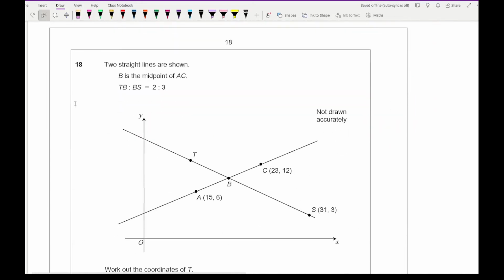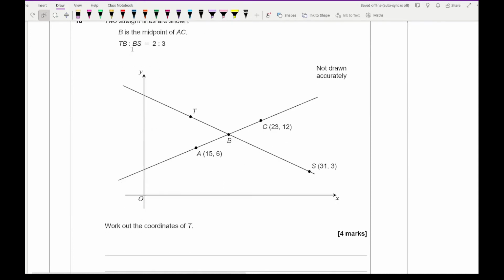Moving on to question 18, it says that two straight lines are shown. It says B is a midpoint of AC and TB to BS is in the ratio of 2 to 3. Work out the coordinates of T. Now this one is a little bit of a tricky one because obviously it uses ratios and it uses straight lines and coordinates. Now the key thing to remember is that this is not drawn accurately, so you can't really guess, although T is definitely on the left hand side of A, and I would say it's definitely above B. In terms of where it is in comparison to C, I would say it's slightly higher, but some of those things would be something that you just need to bear in mind.